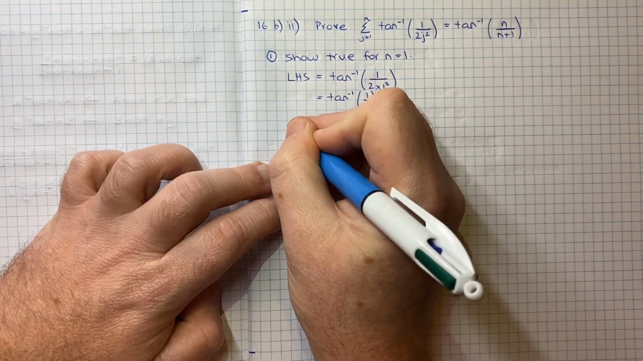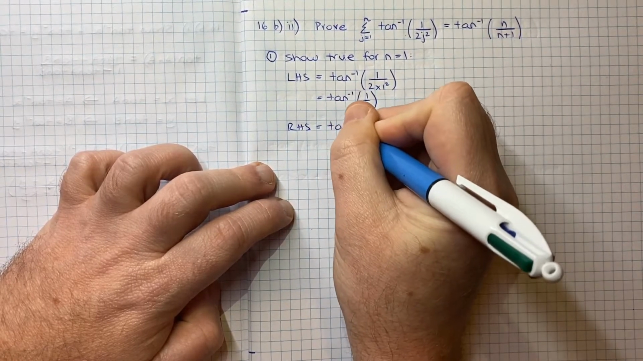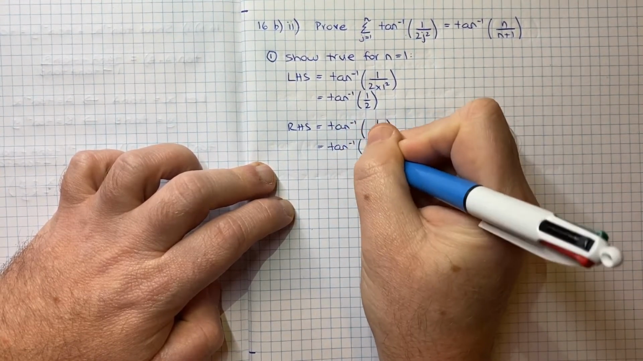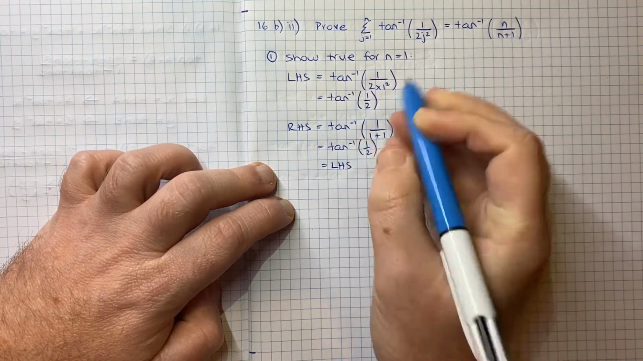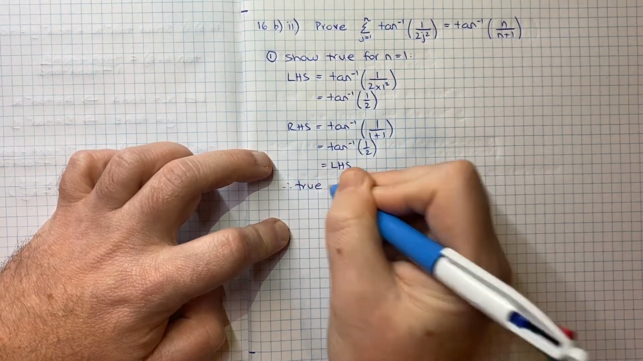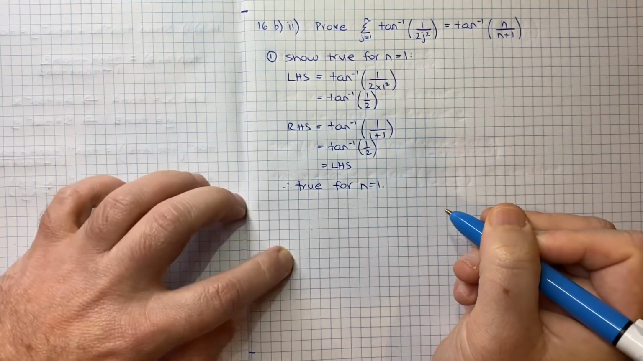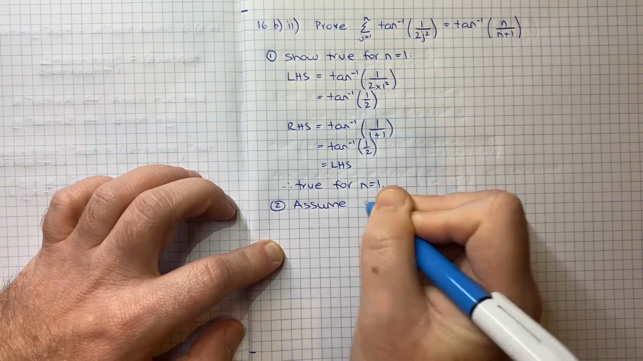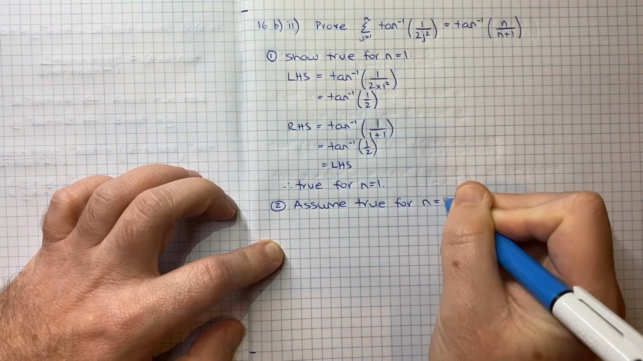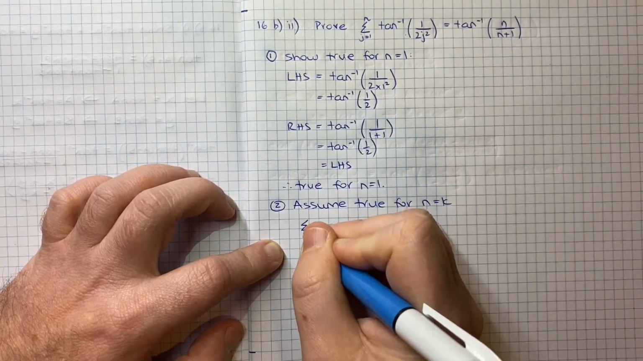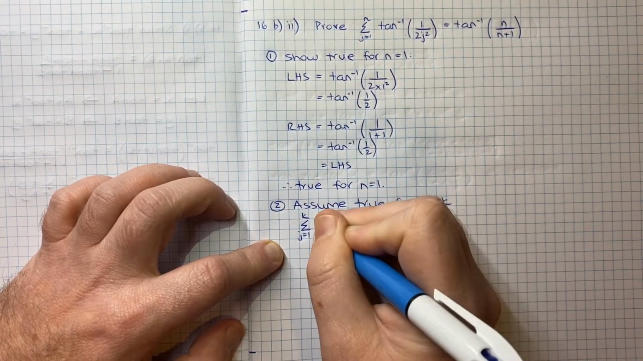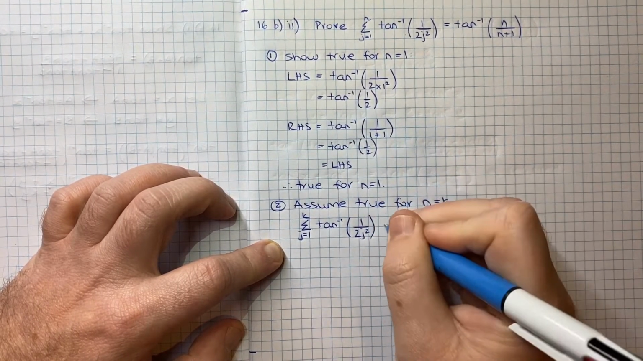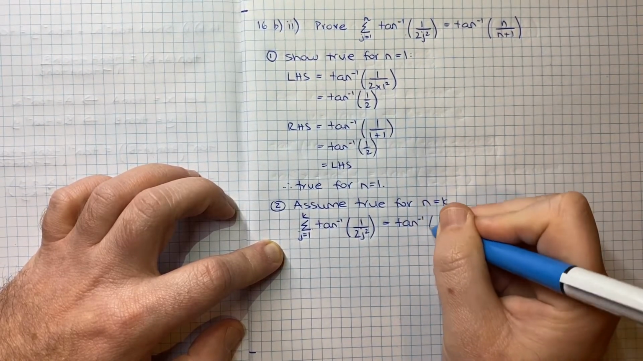So what's the right-hand side? Well, that's going to be the inverse tan of 1 on 1 plus 1. So that's the inverse tan of 1/2, which is equal to the left-hand side, which is also the inverse tan of 1/2. So therefore, we can say it's true for n equals 1. Then we have our usually easy step, which is to assume true for n equals k. In this case, that would be assuming that the sum from j equals 1 to k of the inverse tan of 1 on 2j squared is equal to the inverse tan of k on k plus 1.